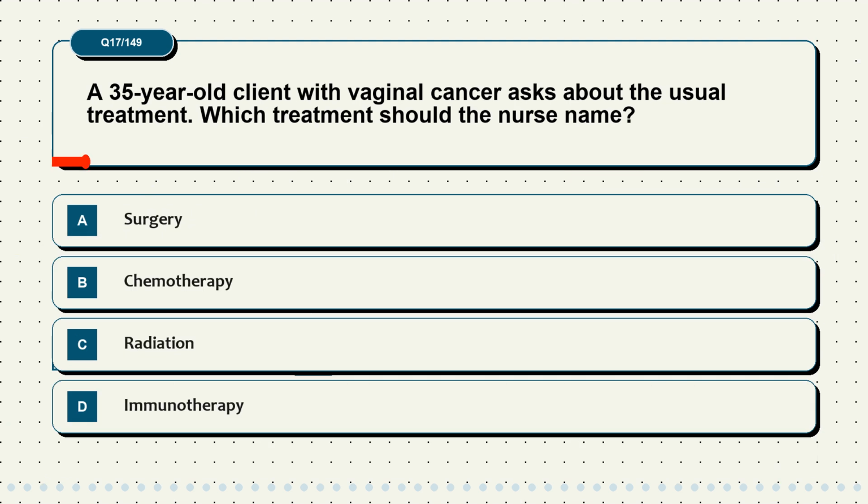Question 17. A 35-year-old client with vaginal cancer asks about the usual treatment. Which treatment should the nurse name? Here are the options. Option A, surgery. Option B, chemotherapy. Option C, radiation. Option D, immunotherapy.